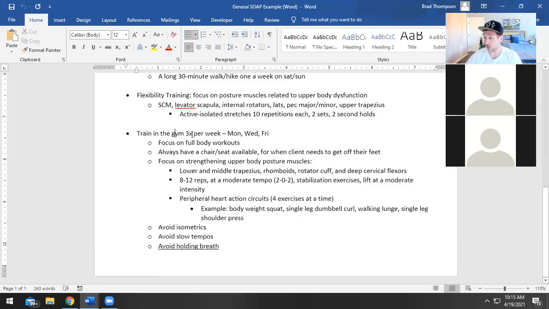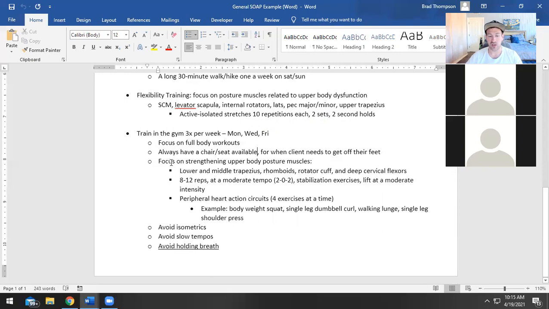And then we're going to train in the gym 3 days per week. We're going to focus on total body workouts. We'll always have a chair available in case our client needs to get off their feet. This person has a high body weight. So if the impact starts to get to them, the knees, the feet, the ankles start aching a little bit, we're going to get them off their feet if we have to.